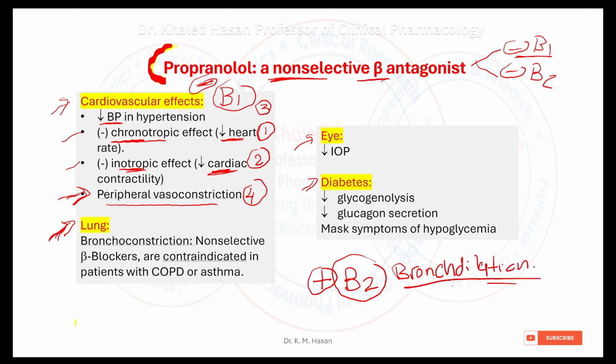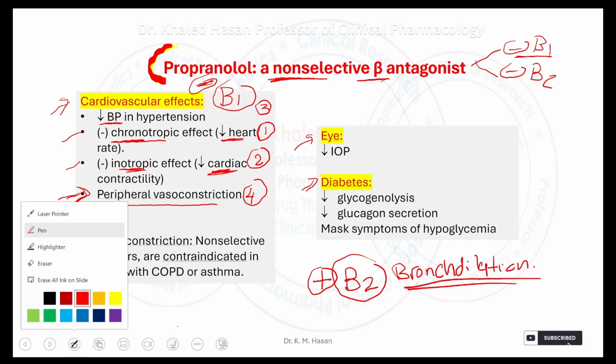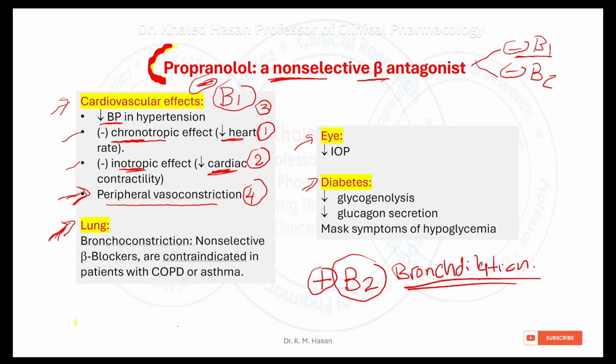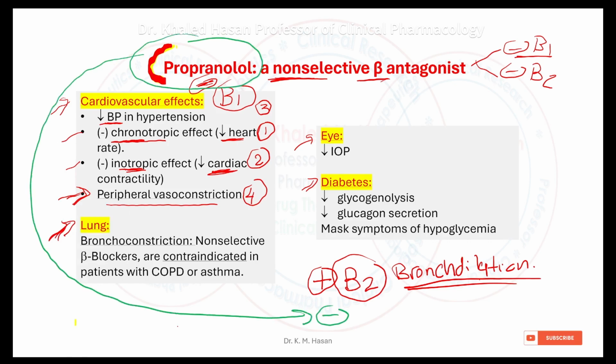The result will be bronchodilation. For this reason here, what happened here? Propranolol, I will change the color here a little bit. Propranolol, this medication here, will block beta 2 receptor, and the result will be bronchoconstriction. So do you recommend prescribing this medication for patients with asthma?